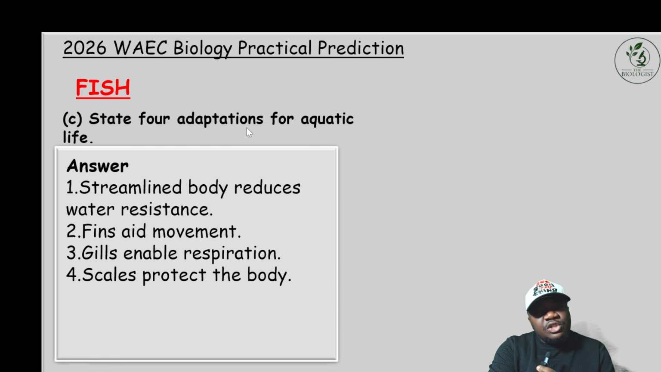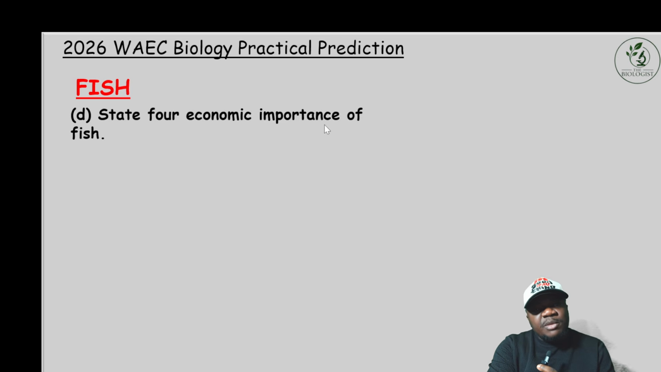So, four adaptations for aquatic life. The streamlined body reduces water resistance, fins aid movement, gills enable respiration, and scales protect the body. They're very important.